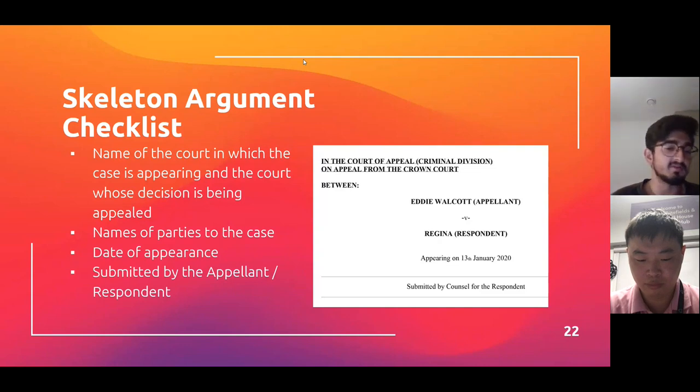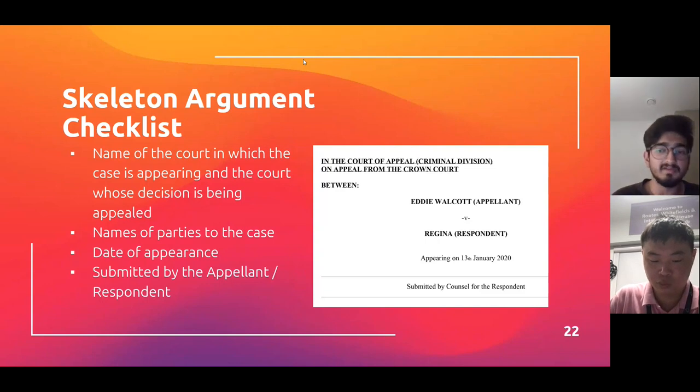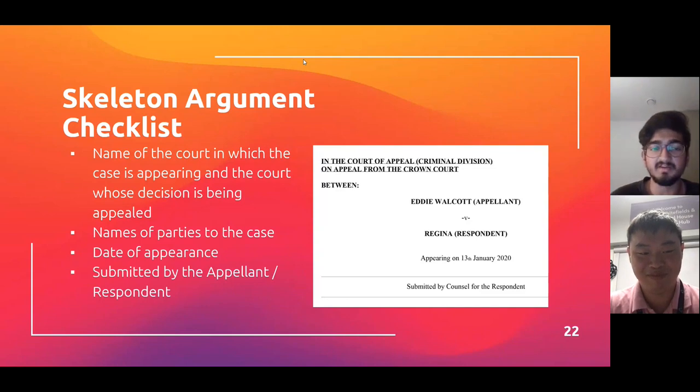So if it's a criminal case, it should be the full name of the appellant, in this case Eddie Walcott, and then obviously the respondent, so it would be Regina. Obviously now that things have changed, it should be Rex, as that is the Latin term for the king.